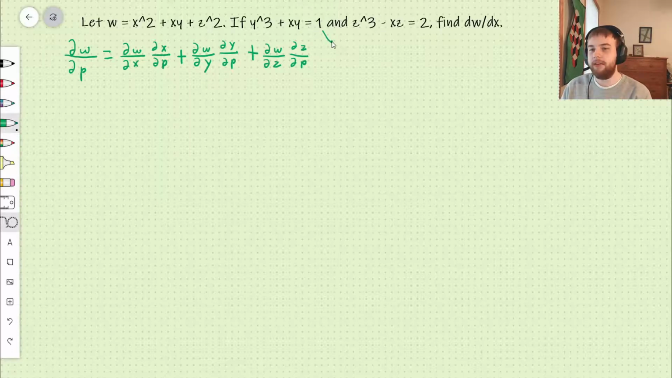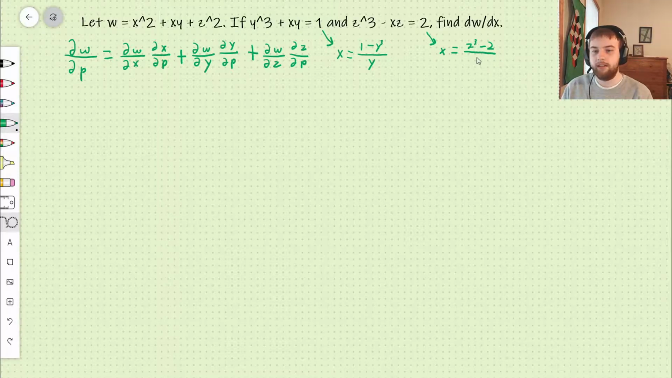We can solve them for x pretty easily. So x equals (1 minus y cubed) over y. And similarly with this one, x equals (z cubed minus 2) over z.